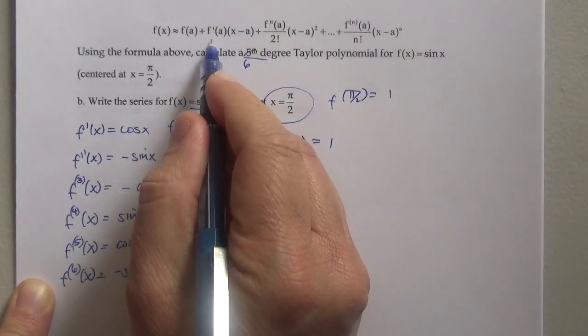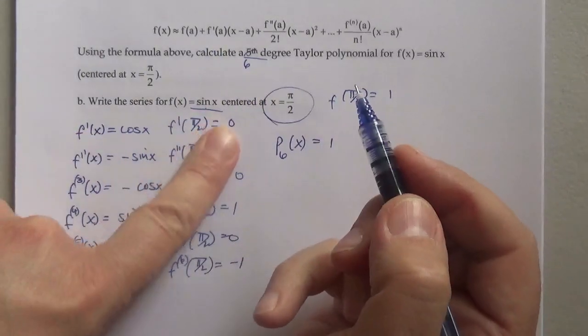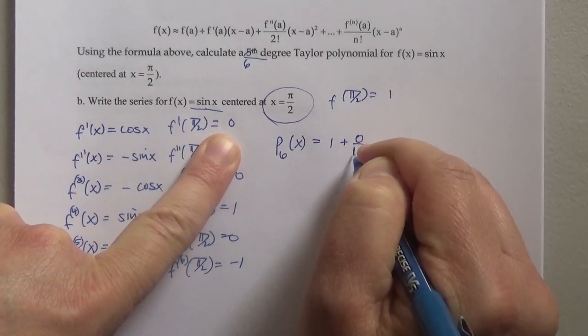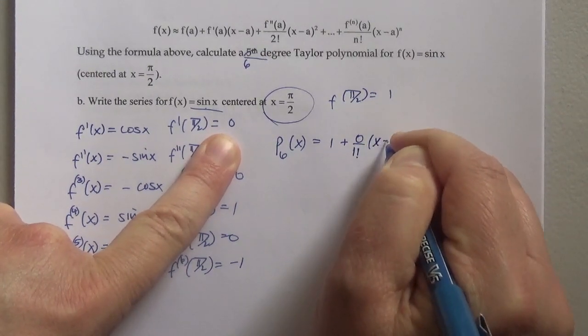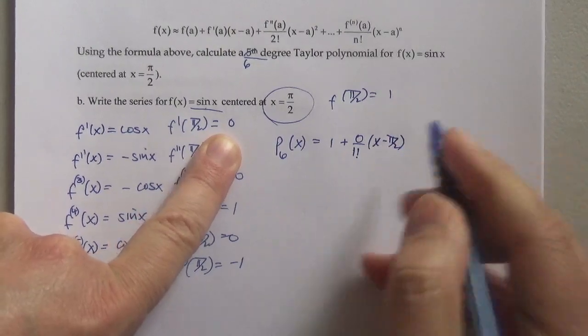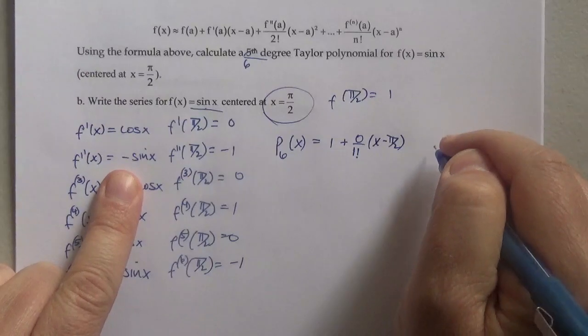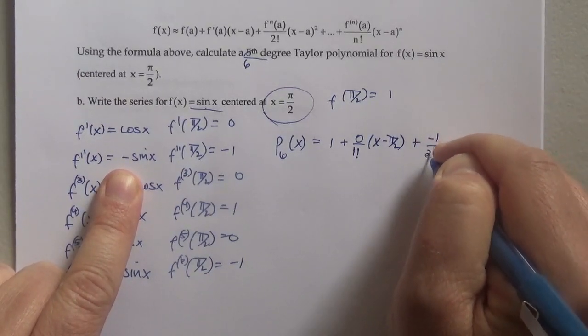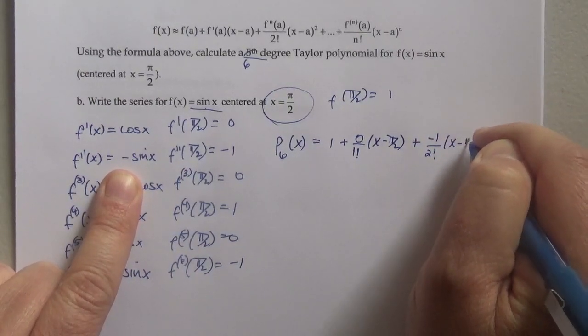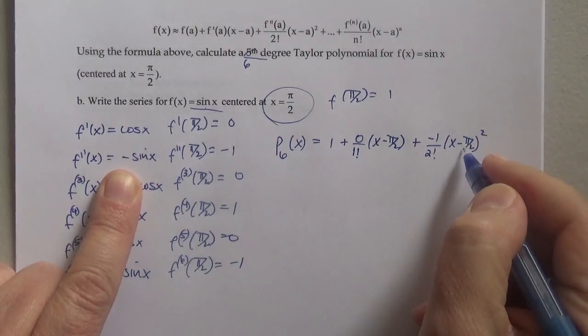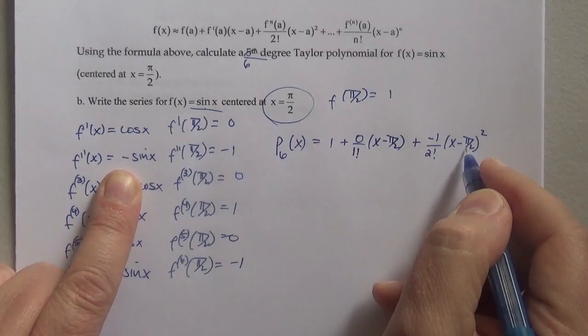My next term is the derivative, which is 0 over 1 factorial times x minus pi over 2. Notice this term is just going to go to 0. I really didn't need to write it down. My second derivative term is negative 1 over 2 factorial times x minus pi over 2 squared. Notice that these two numbers are the same. It's centered at pi over 2. That's why I need the x minus pi over 2.